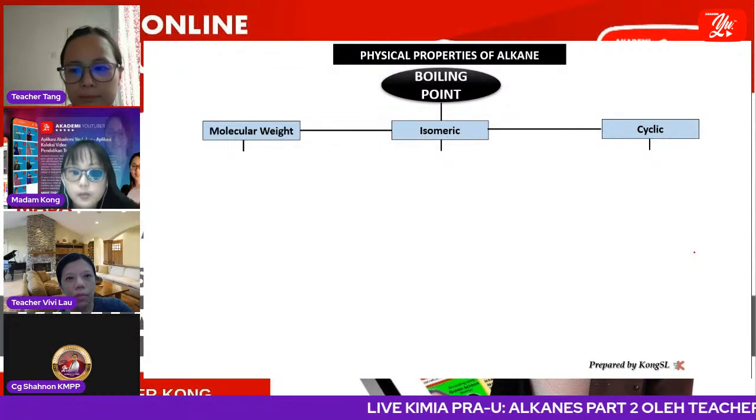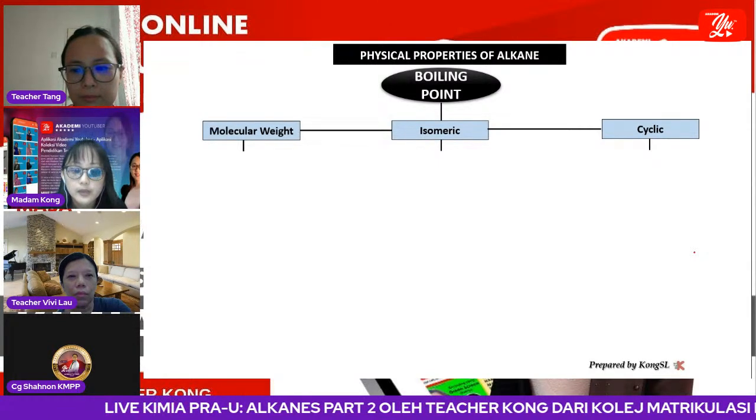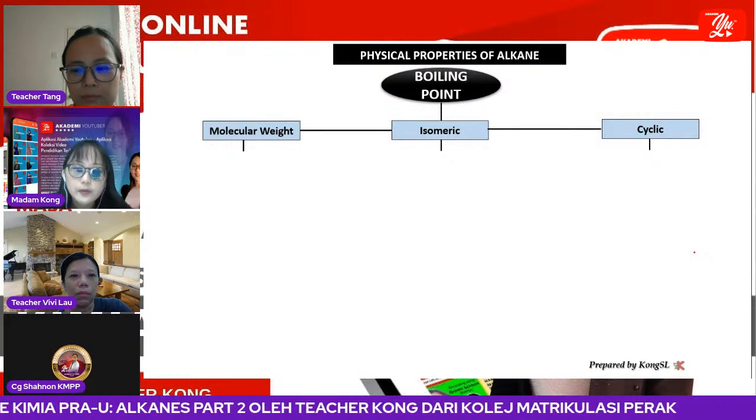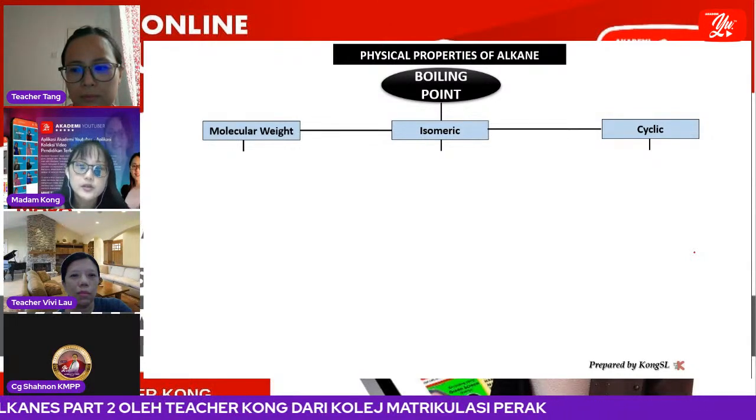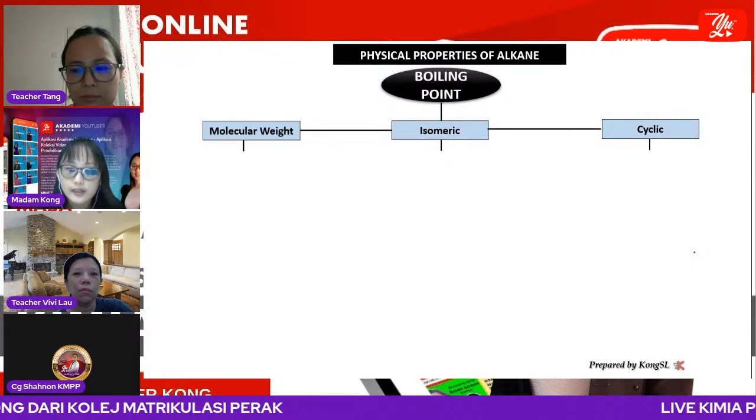Next is about physical properties of alkene. Boiling point. For boiling point, you have to be careful. There are three different explanations. As we know, alkane is non-polar.